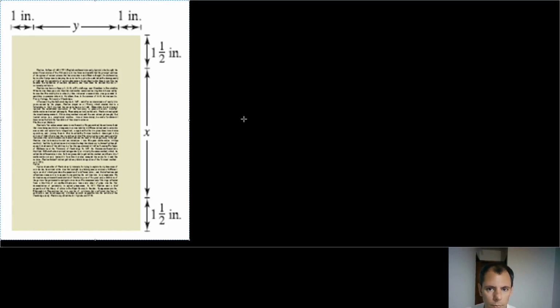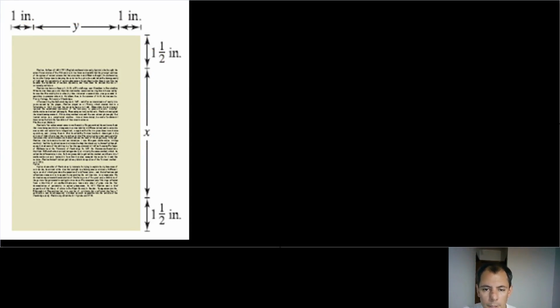So let's see the picture here. This is the picture. Okay. So what is the thing asking again? What should be the dimensions of the paper? That will be the area of the paper. Okay. So we can see that the area of the paper is going to be this whole thing in here times this whole thing in here. This is a rectangle.